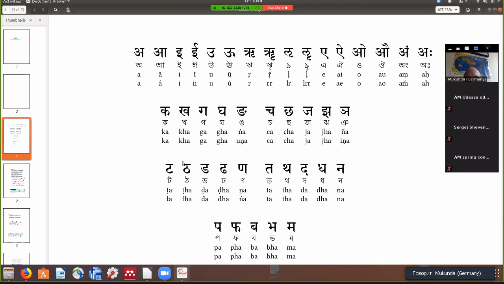Then the third line is what we call IAST, which is the de facto standard in scientific publications nowadays. In anything in Indology, normally we transliterate Sanskrit in this way.